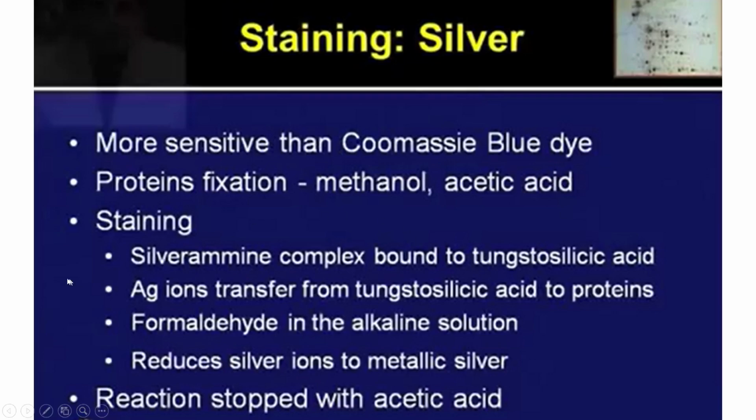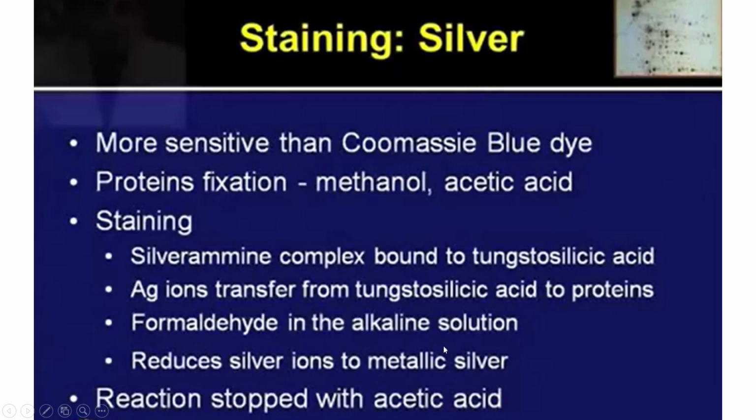So what is silver staining? It basically has silver amine complex bound to tungstosilicic acid. That's how the solution is made. And here the Ag ions transfer from this specific acid to proteins, and that's how the staining happens. And there is also formaldehyde in the alkaline solution, and it reduces silver ions to metallic silver. And that's how it stains the protein.